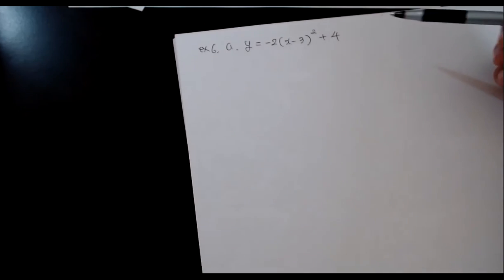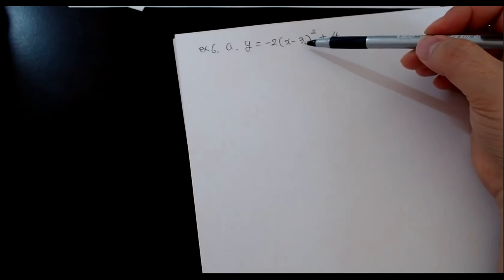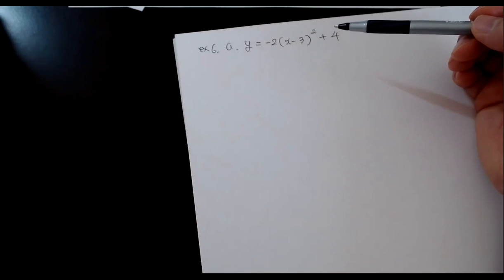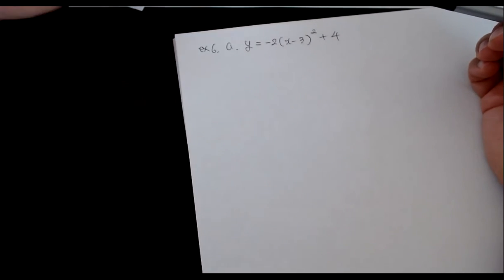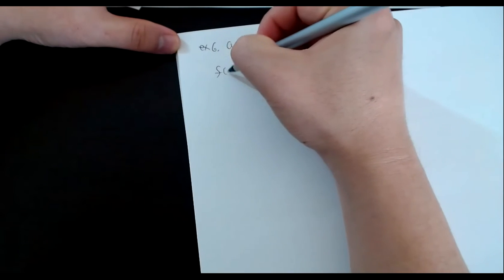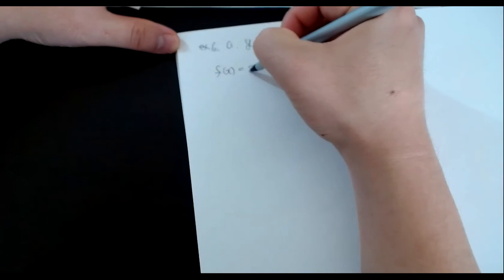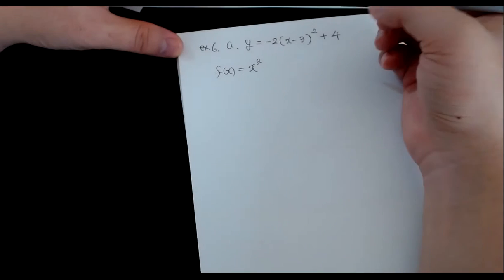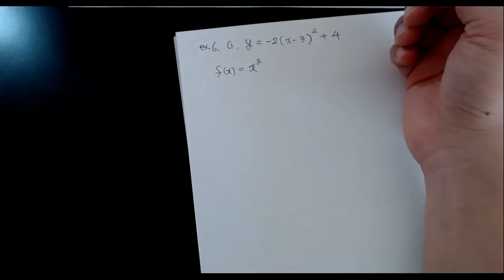X minus 3 squared, right there. So we can get x minus 3 squared from x squared by what? Translation, right? So original translation, I mean. So let me start from the graph of f of x, which is x squared. Okay. So now, we have to follow that order, okay?